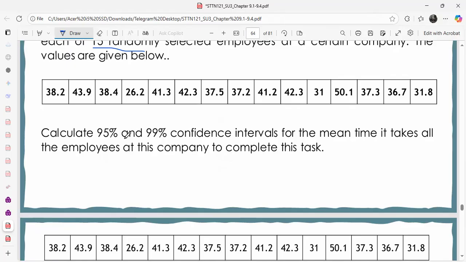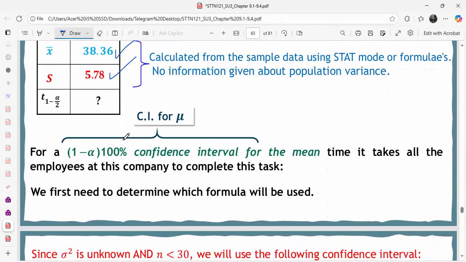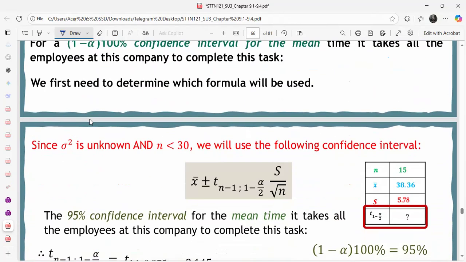But here, because n is less than 30 and the population standard deviation is unknown, we have to find the degrees of freedom by saying degrees of freedom is equal to n minus 1. And also to find the standard deviation and the sample mean. So that's how we do it. Let me show you something.